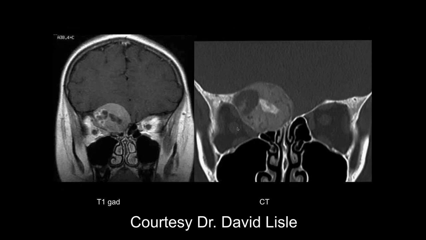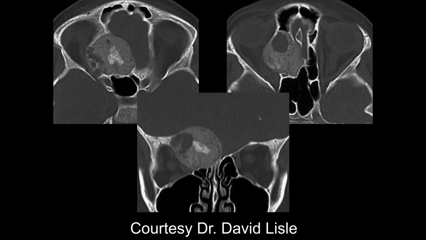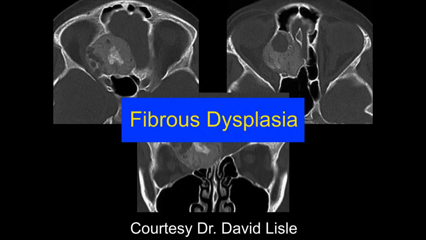This would be the cystic component here. There's a lot of bone elements that are just abnormally put together. It's like soft tissue, isn't it? Okay.